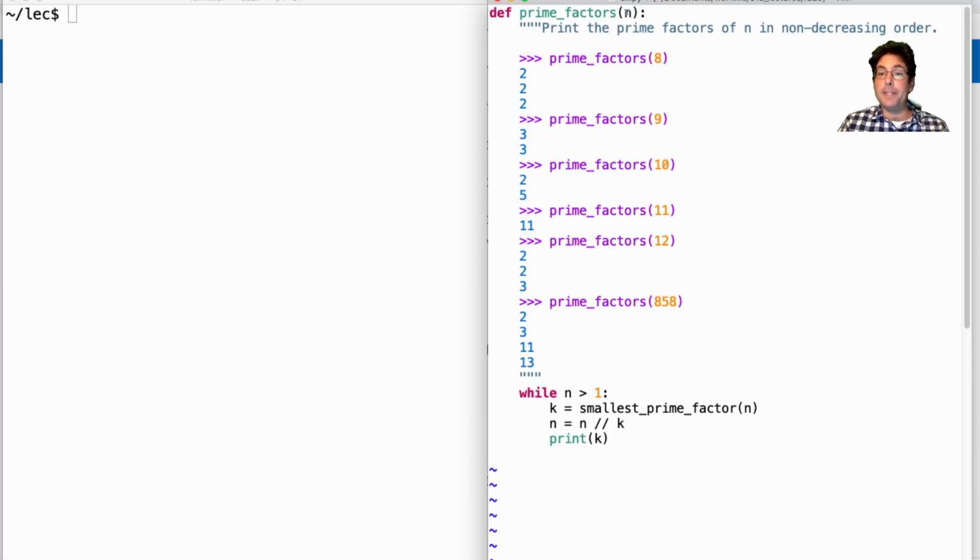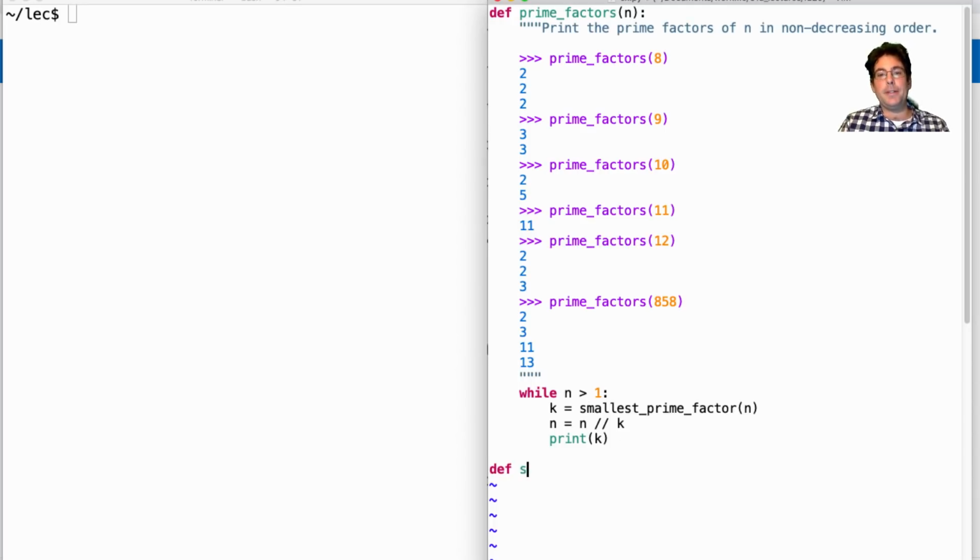So if this is 858, I'll find the smallest prime factor is 2. Then I'll divide by that to get 429. I'll print out the 2. And then I go back and do it again. Find the smallest prime factor of 429 is 3. Divide by that is 143. Print out the 3 and do it again.